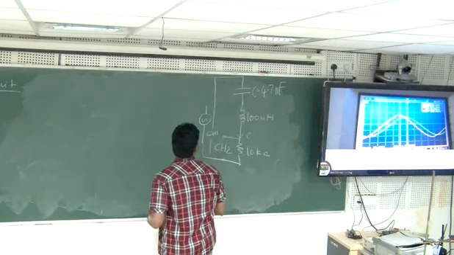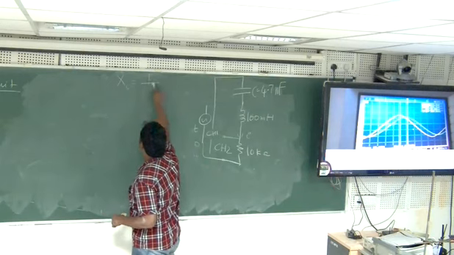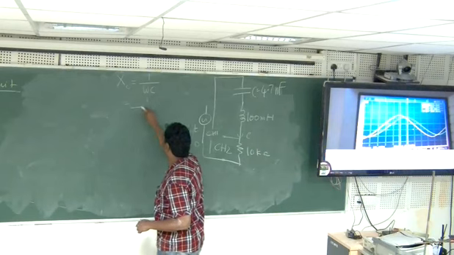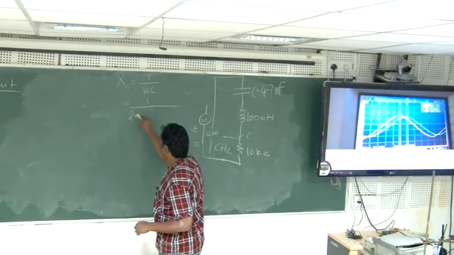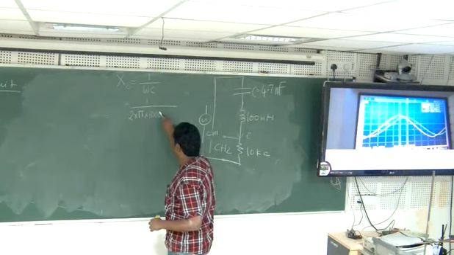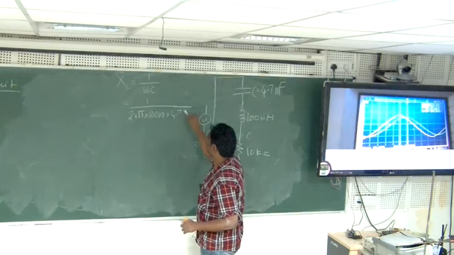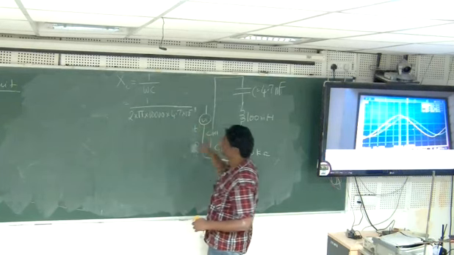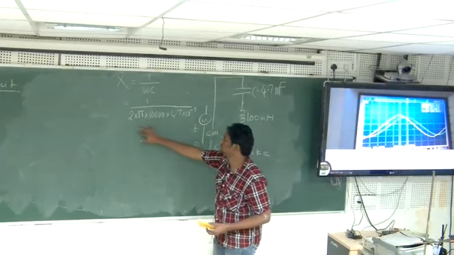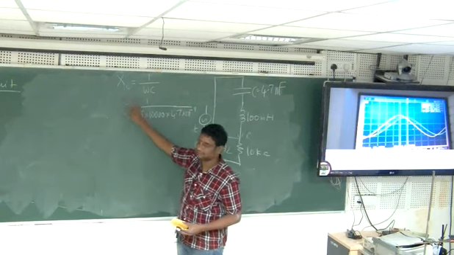So let's calculate what is XC. First you do 1 by omega c. How much is 1 by omega c? 1 divided by 2 into pi into f. F is 10,000. And c is 4.7 into 10 power minus 9. So this is omega and this is c. So 1 by omega c is your XC. How much is this?